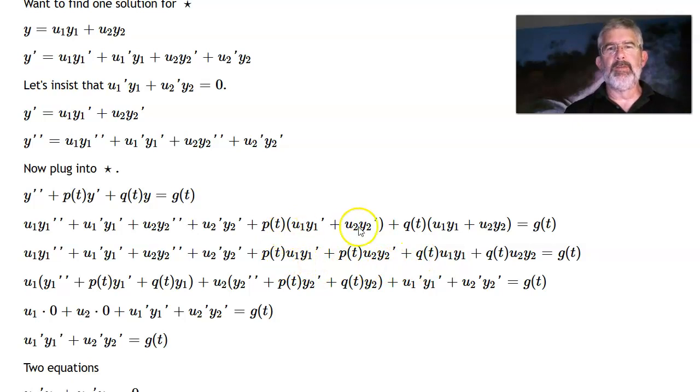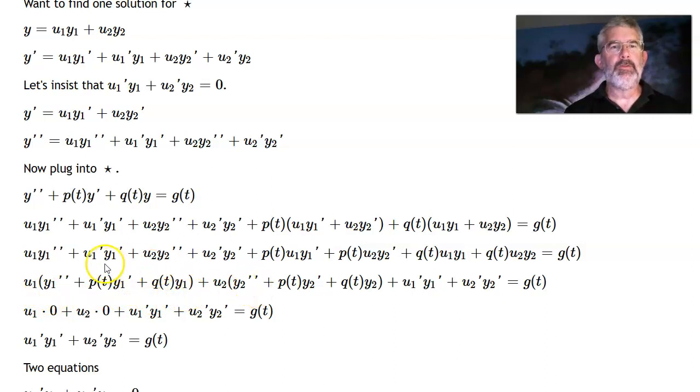So I'm going to distribute the p of t through there and the q of t through there. Then in the next step, I'm going to gather some terms. So everything that's got a u1 in it. There's a u1 right here. That's a u1 prime. There's a u1 right here. And there's a u1 right there. Those three things I've got over here, and then I factor the u1 out of them.